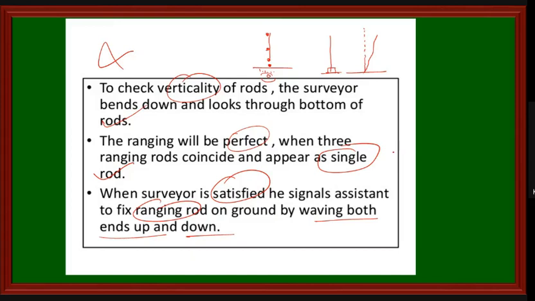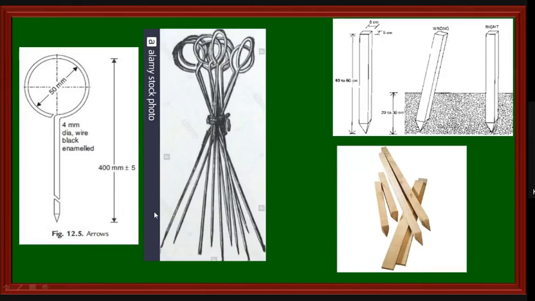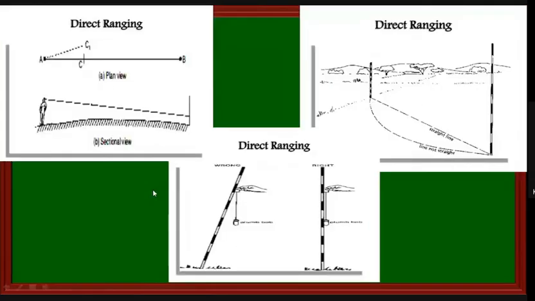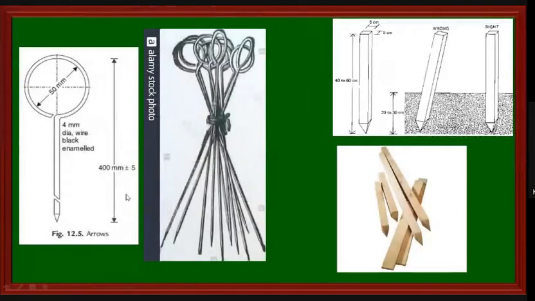There are some signals. I will show you some figures, you will come to know. He can't scream every time, so we have some hand signals: to move right side, to move left side, to move slowly towards the right, to move slowly towards the left. So when the person is on the line, what will he do? He waves both hands up and down. This signal indicates to fix the point. Later I will explain these arrows and pegs.